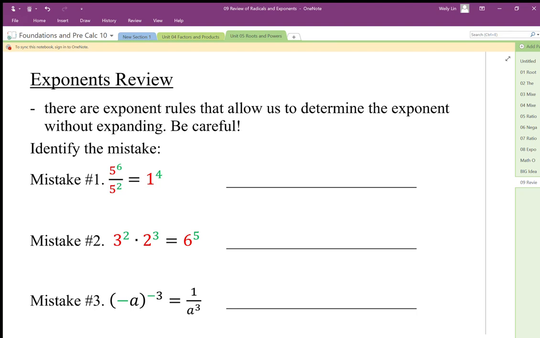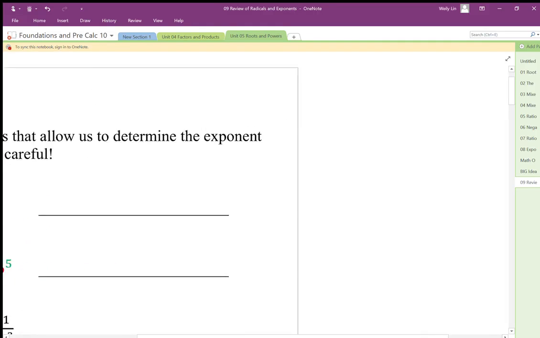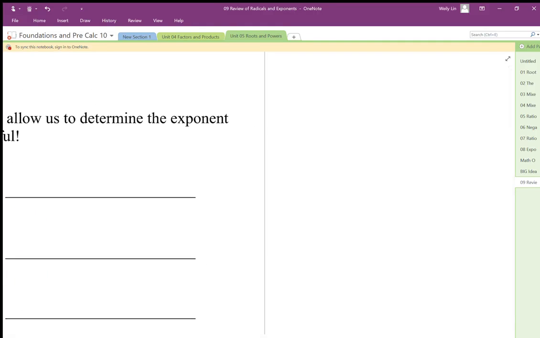So looking at exponent rules, we must be really careful to not make mistakes with the rules. We need to make sure we know our rules. Again, the rules were when we multiply exponents of the same base, so we have x to the power a times x to the power b, we can count the number of times we multiply together by adding the exponents.